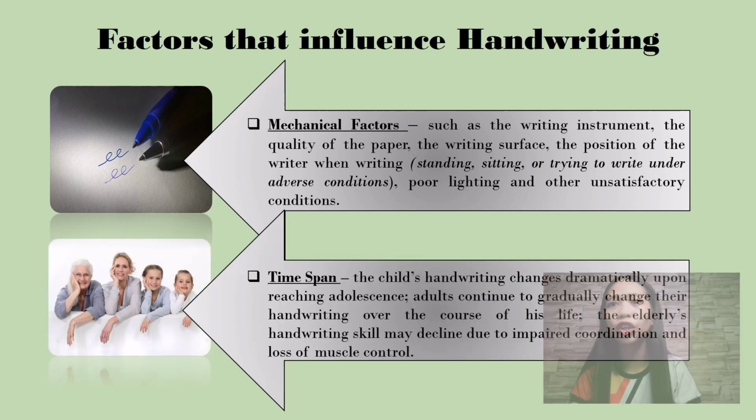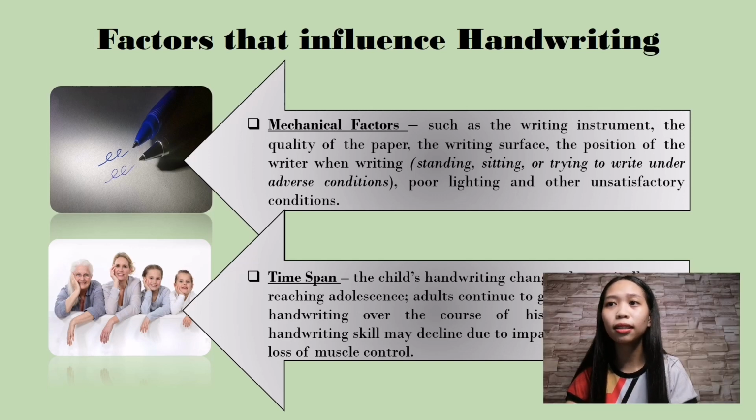Next, time span. The child's handwriting changes dramatically upon reaching adolescence. Adults continue to gradually change their handwriting over the course of their life. The elderly's handwriting skill may decline due to impaired coordination and loss of muscle control. Many changes take place as we grow older, and the aging process reduces one's skills level. We might develop tremor due to the loss of muscle control, so the legibility is affected. The writing lacks uniformity since coordination is impaired.